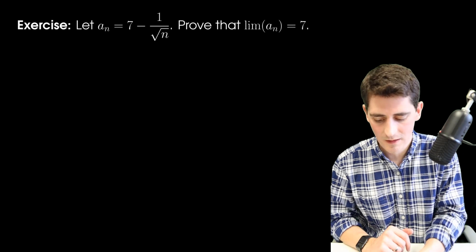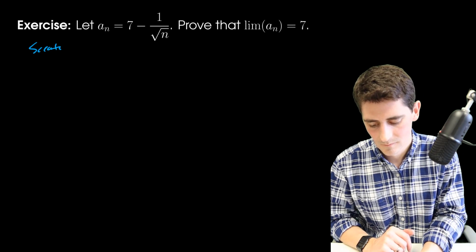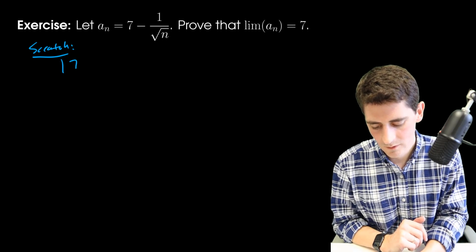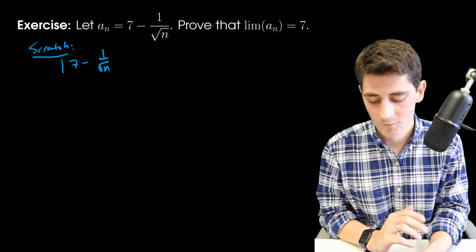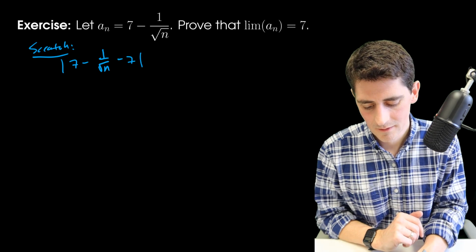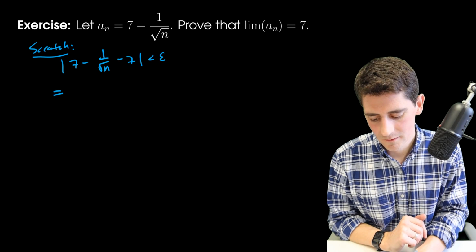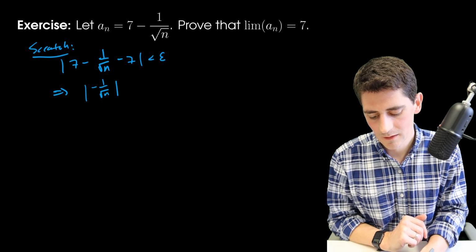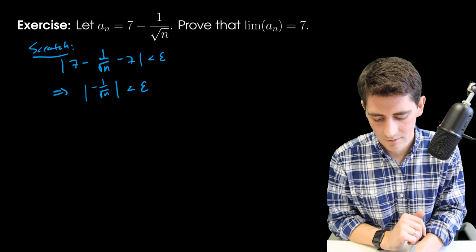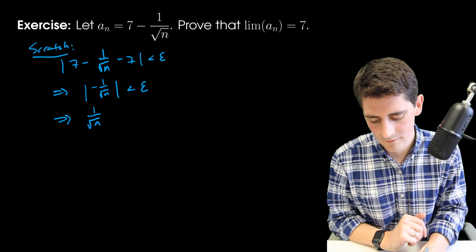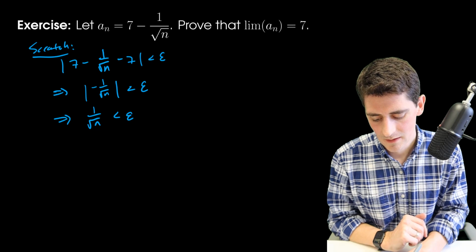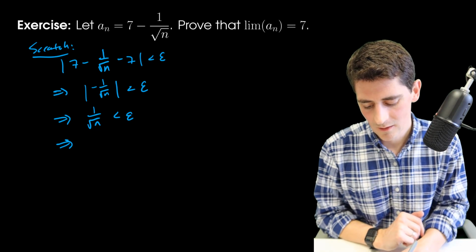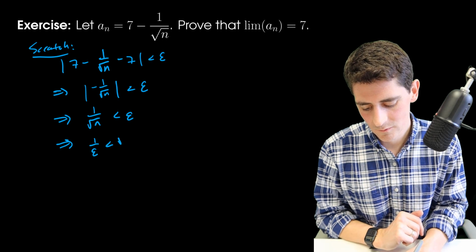So again, we're going to do our scratch work to help us figure out what our capital N value needs to be. What is it we want? We want the absolute value of 7 minus 1 over square root of n, minus 7, to be less than epsilon. So if you notice, that means then that 1 over square root of n, within absolute value, is less than epsilon. Okay, so which means I can drop the absolute value, right? So then just divide by epsilon, multiply by root n. I get 1 over epsilon is less than root n.